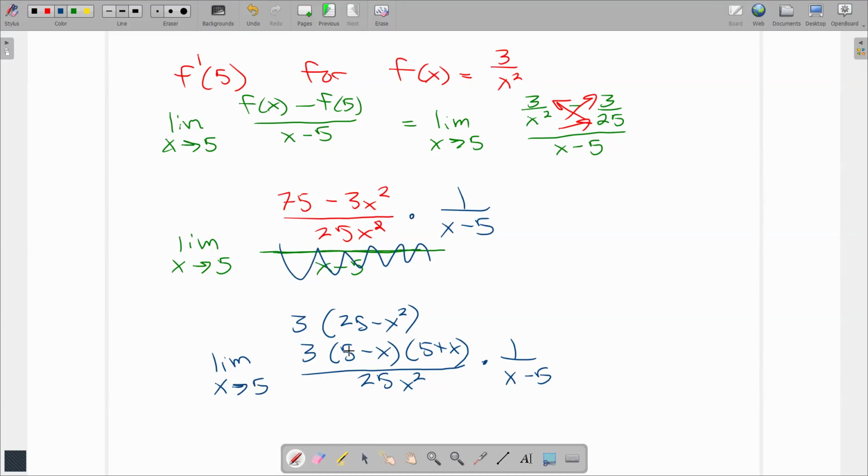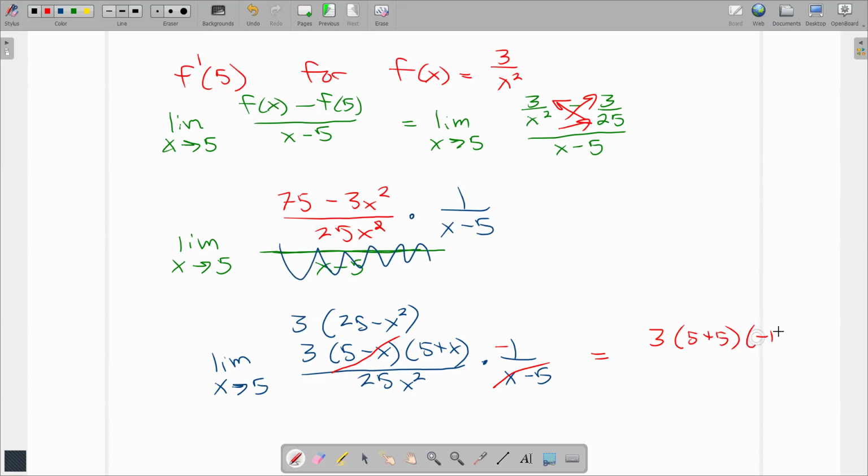x minus 5 versus 5 minus x. Almost, they're opposites of each other. So they cancel out as a -1. 3, so -3. This divided by this is -1. -1 times that. Okay, what if I plug in 5 now? I don't get any zeros. So if I plug in 5, I'm going to get a 3 times 5 plus 5, -3.